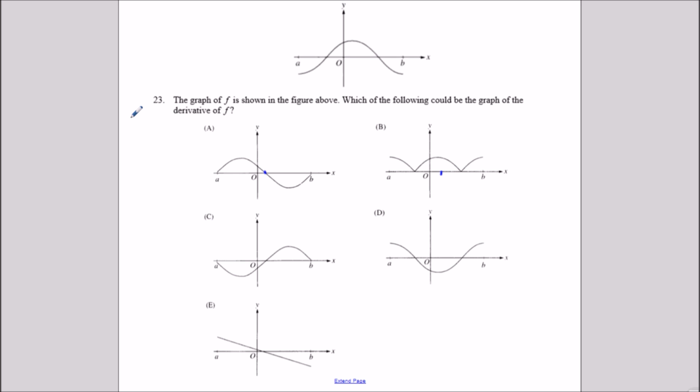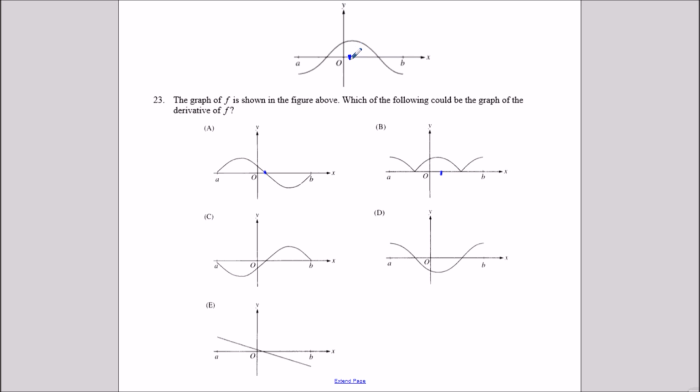Okay, for the next question here, the trick to this problem, we have the graph of f, and we want to know which of the following answer choices could be a graph of the derivative. We have to look at the behavior of f. Where is it increasing and decreasing? And this is going to help us eliminate some choices.